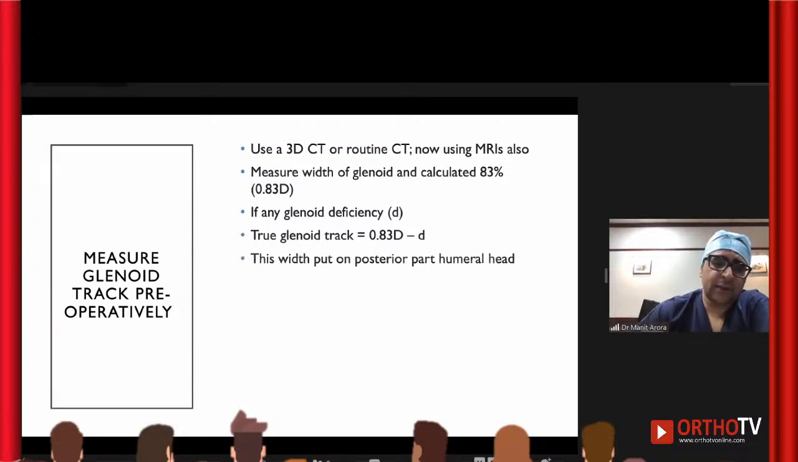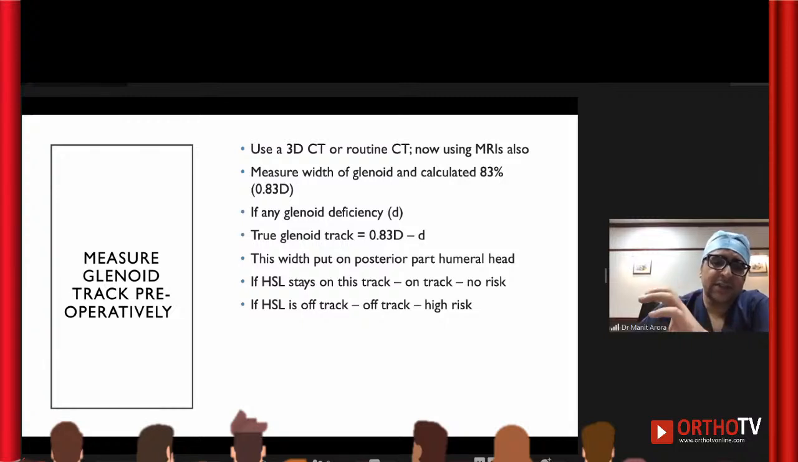So this width is then overlaid on the posterior part of the humeral head. Again, all of this is being done preoperatively, not inside the OT. And if the Hill-Sachs stays on this track, it's called an on-track lesion and it carries no risk of dislocation. Whereas if the Hill-Sachs lesion is off-track, which means it's popping out of this glenoid track, it will pop out once the head moves into abduction external rotation anteriorly.